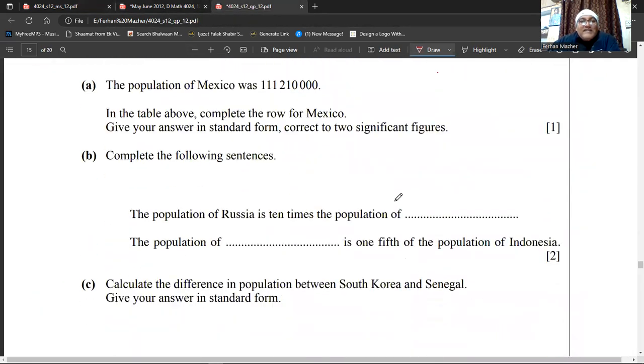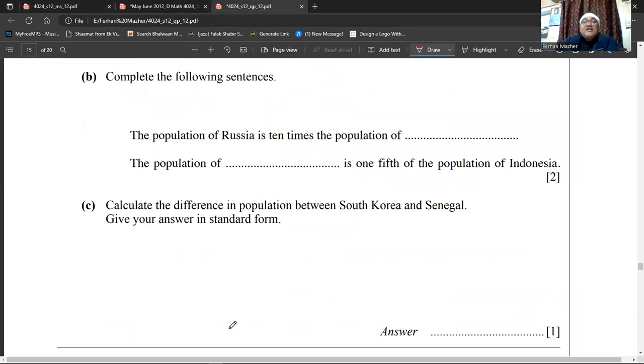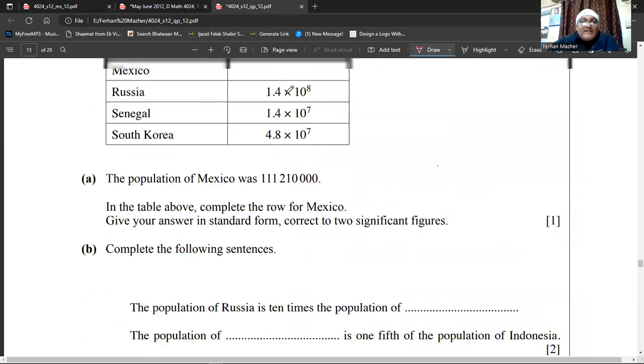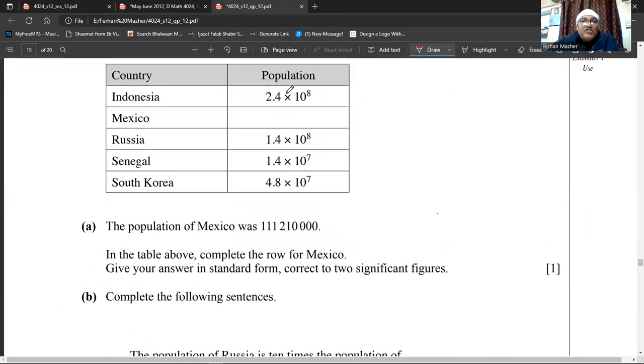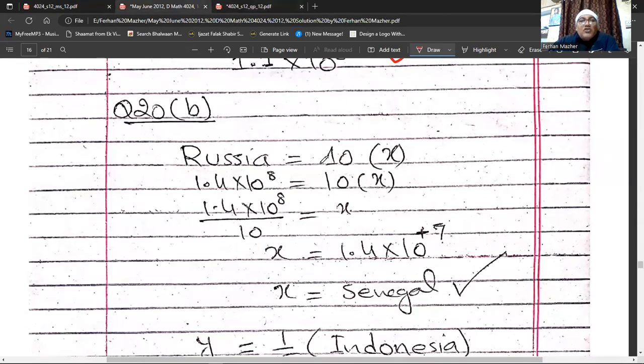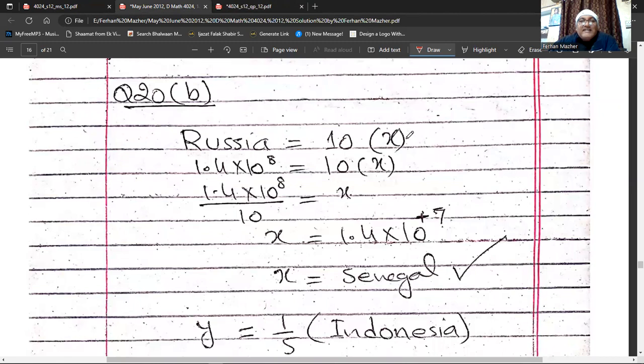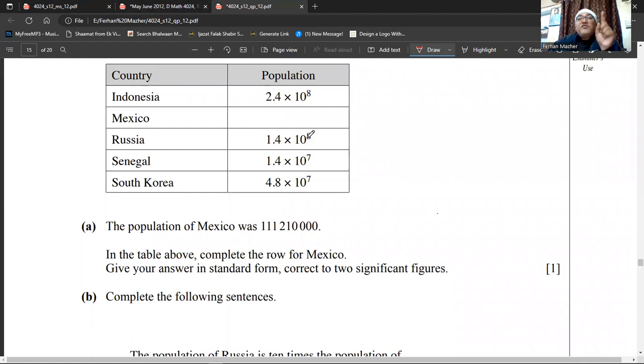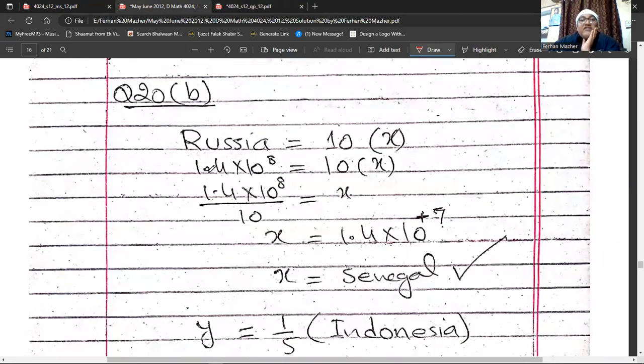Okay, then he says complete the following sentences. The population of Russia is 10 times the population of dash. So we don't know, Russia is 10 times of x. I don't know what is the name of x. How much is Russia's population? That is 1.4 x 10 to the power 8. So Russia's 1.4 x 10 to the power 8 equals 10 times x. So this 10 will come here, it will divide.